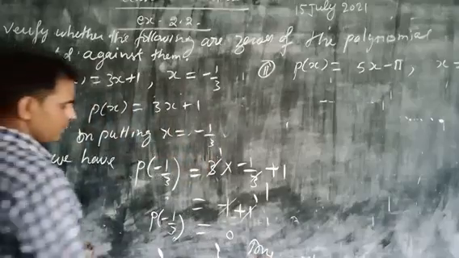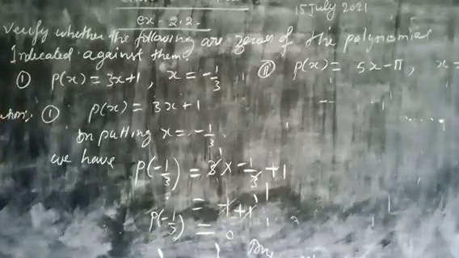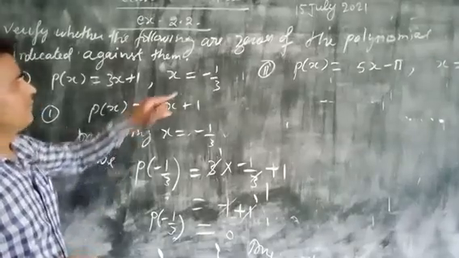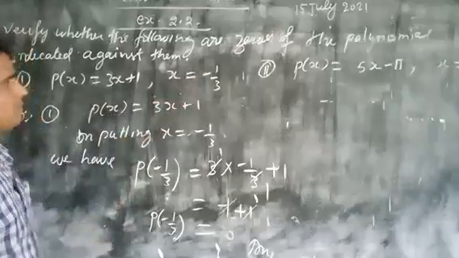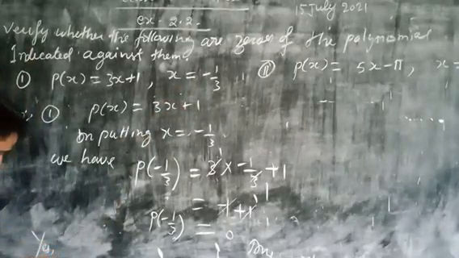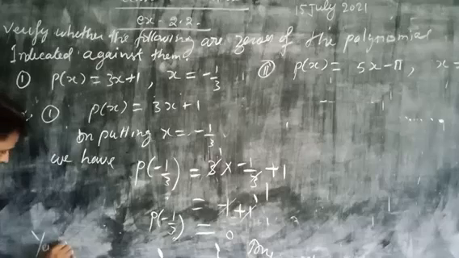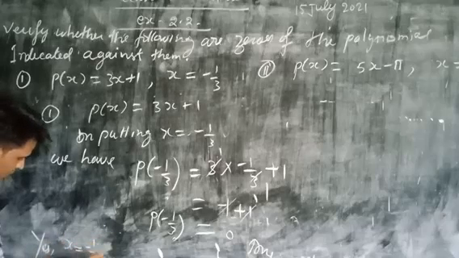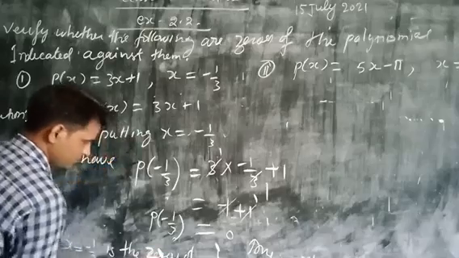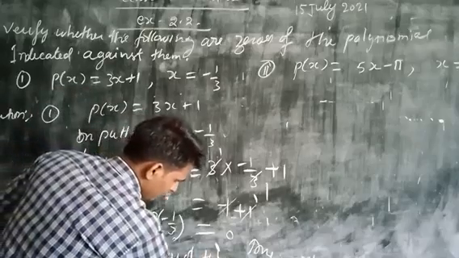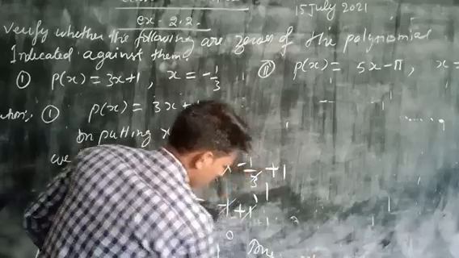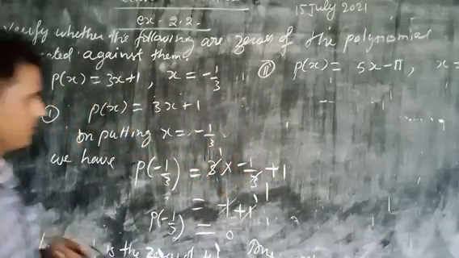So it means if the value of the given polynomial becomes 0, at that time we can say that the value which is given is a zero of the polynomial. So we can write this statement: yes, x is equal to minus 1 upon 3 is the zero of the given polynomial. Okay friends, this is our statement.